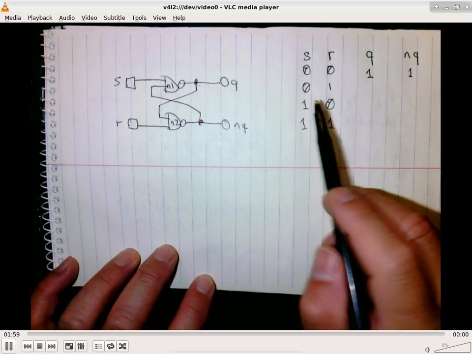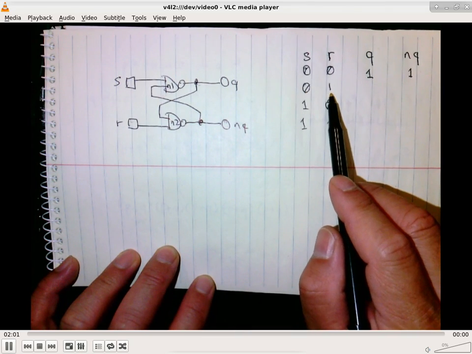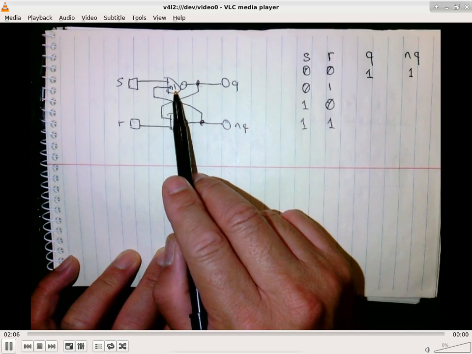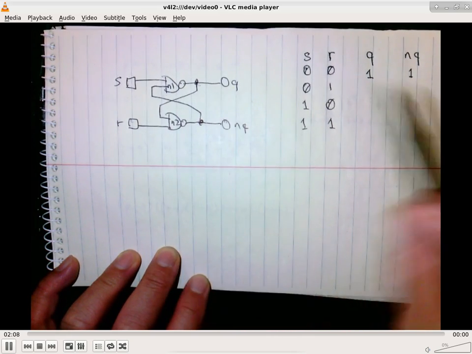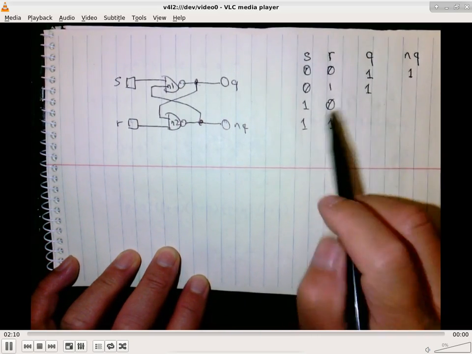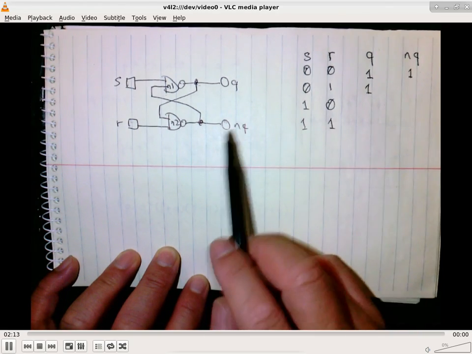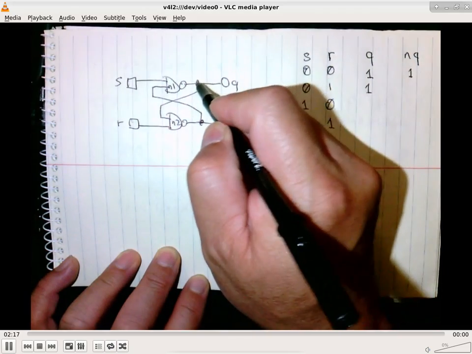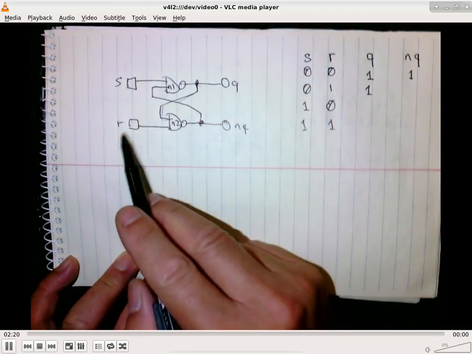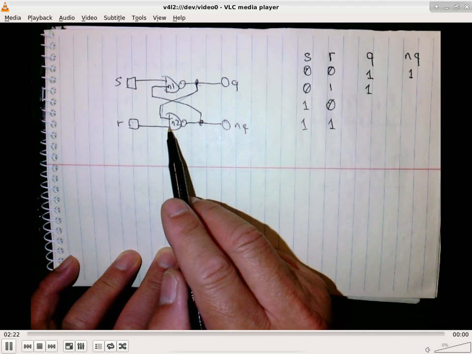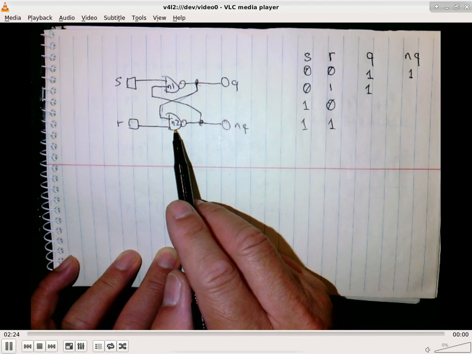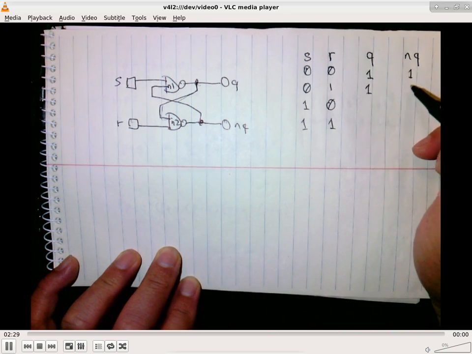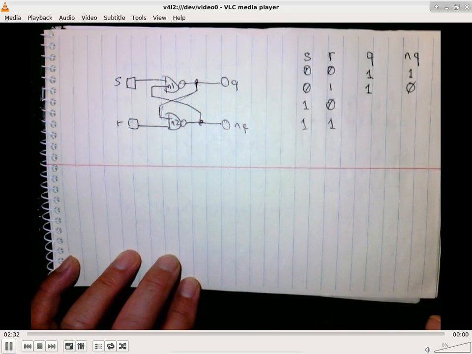The second one has S being 0, R being a 1. Once again, when S is a 0, N1 is guaranteed to output a 1, so Q is guaranteed to be a 1. What about NQ? Let's look at NQ. So when Q is getting a 1, this wire is getting a 1, R is a 1 as well, so we have 1, 1 as input into N2. This is a NAND 2 gate. When both inputs are 1s, the output is going to be a 0, like so. Is that okay?